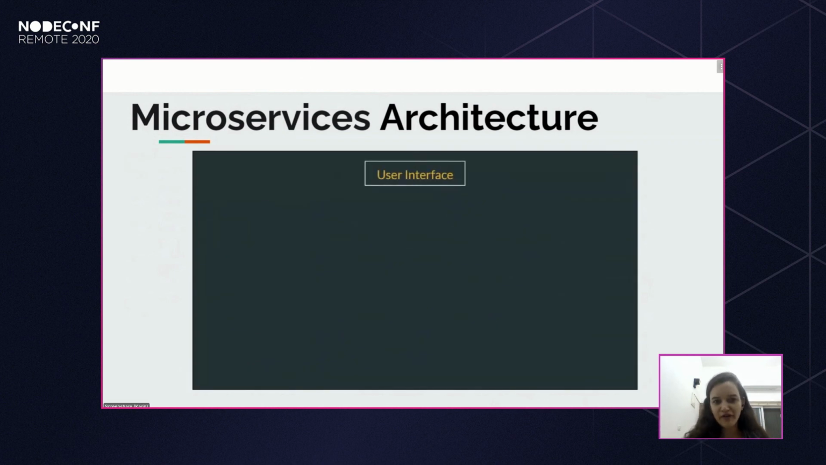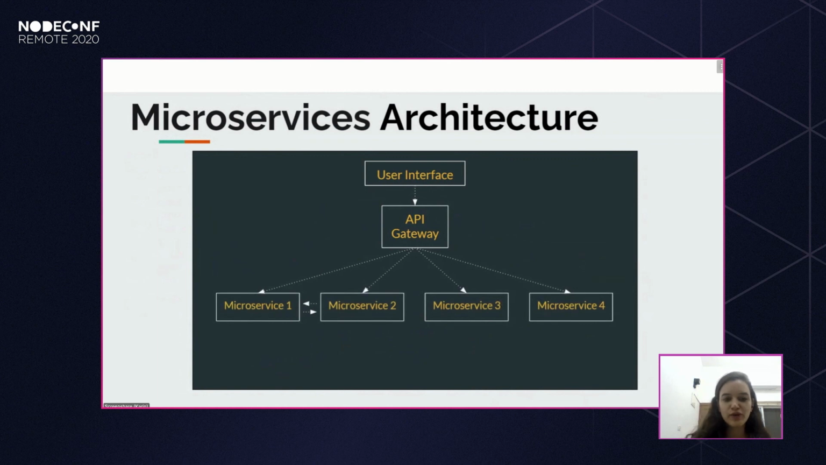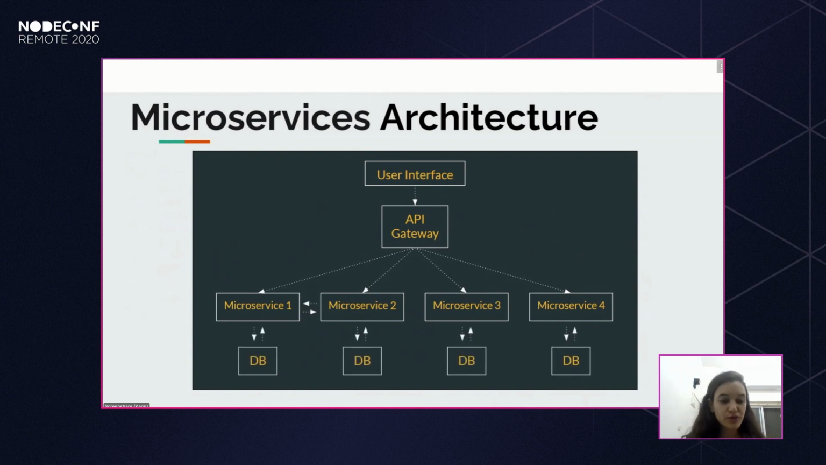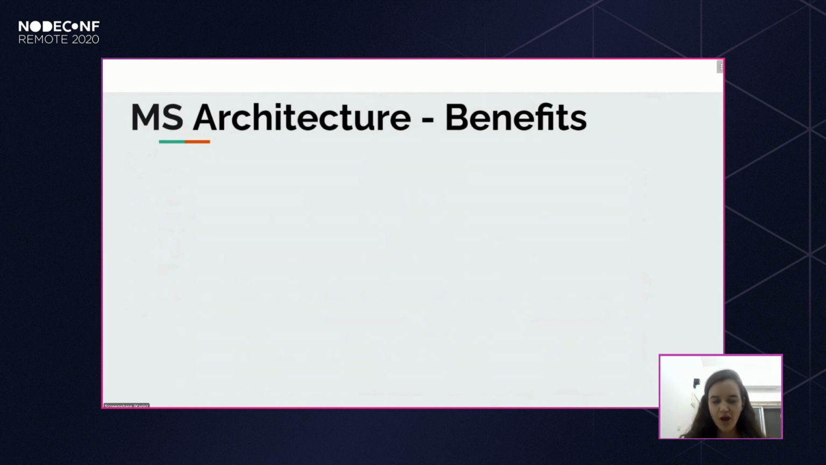A sketch of this kind of system would look something like this. You have some kind of user interface that talks to an API gateway. The API gateway gets the request, understands it, and sends it to the correct microservice. Microservices can talk to each other, and each and every one of them has their own database, which they can query in order to do some job and then to reply to the user.